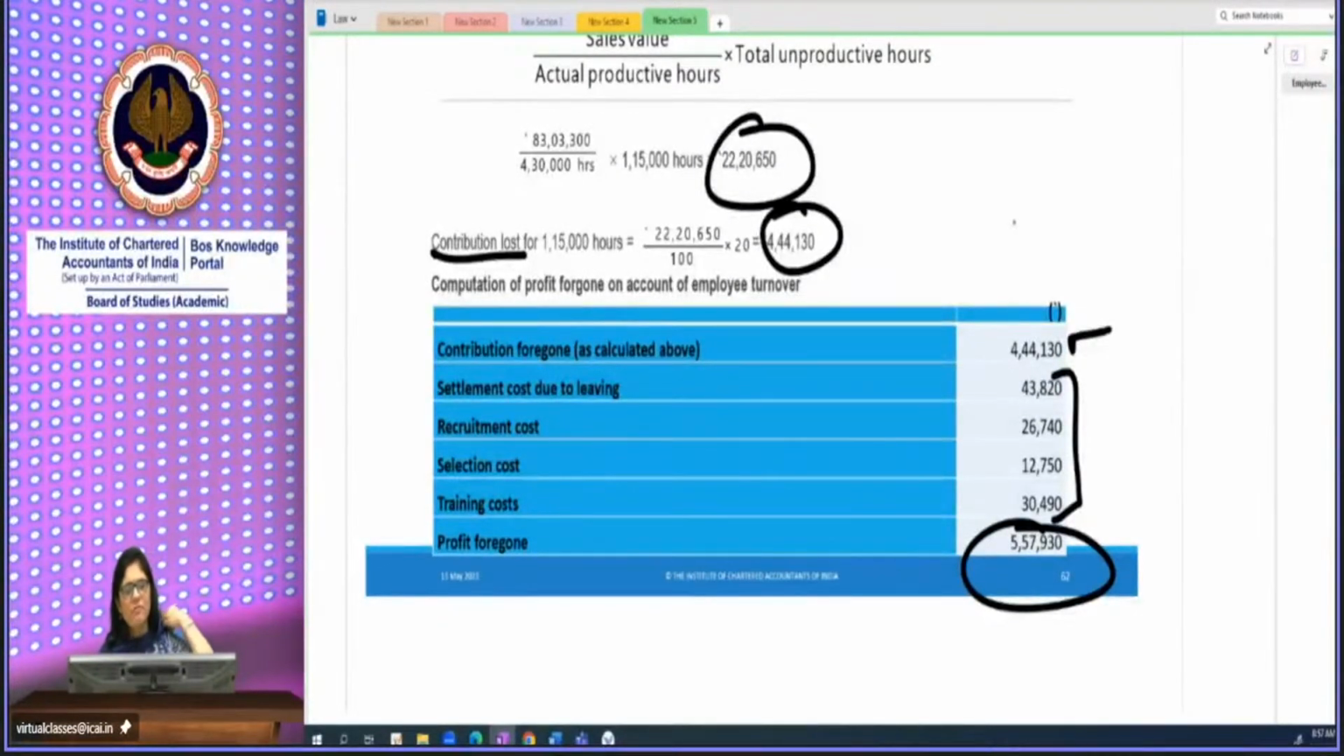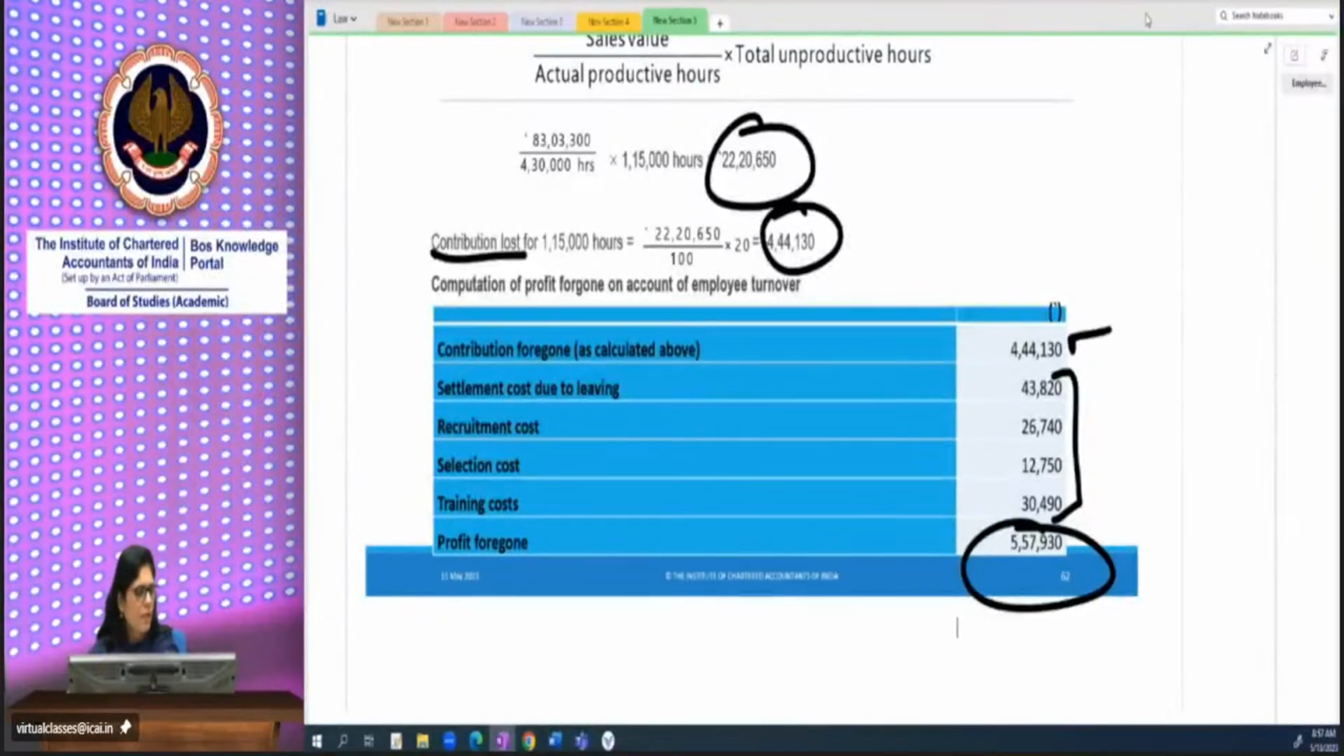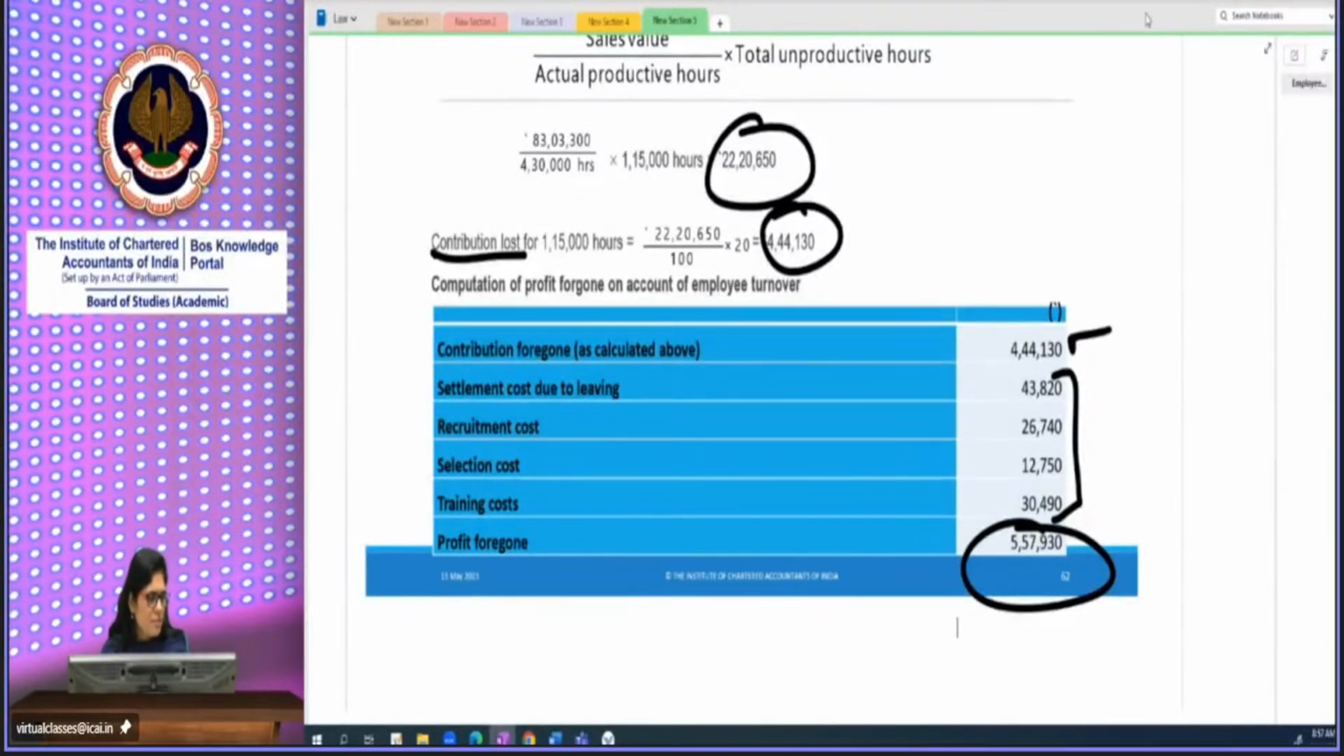So again, a very good question to understand the concept of employee turnover and its impact. Good that you have understood. Hope students, there is no doubt in this question. Yes, 557,930, perfect. Maheshwar, you have understood. Rishita has also calculated. So this is the total profit you have lost or foregone.